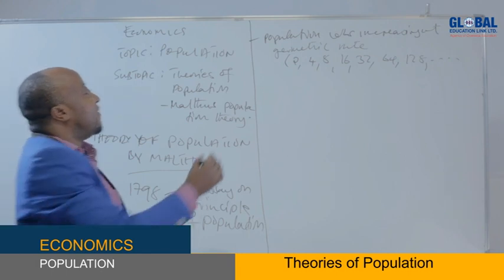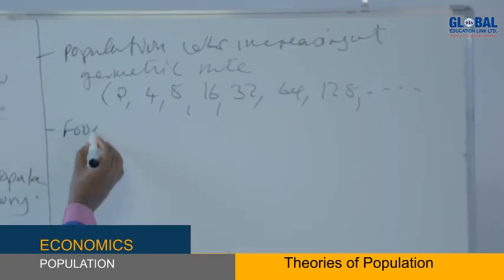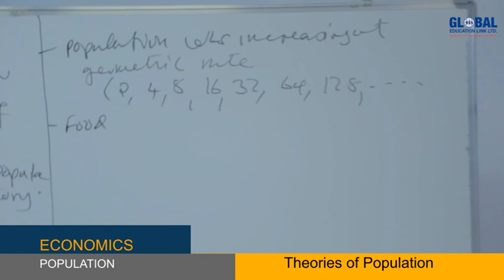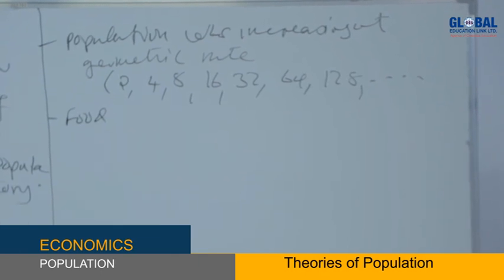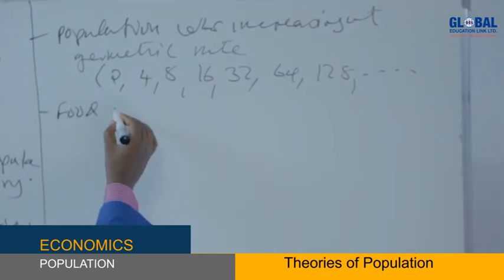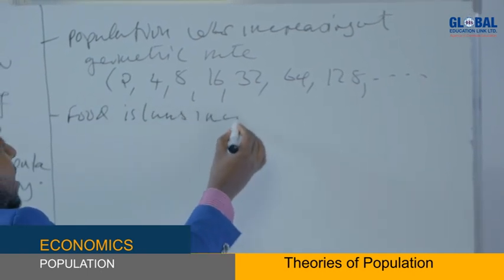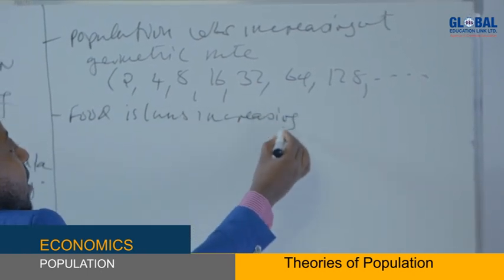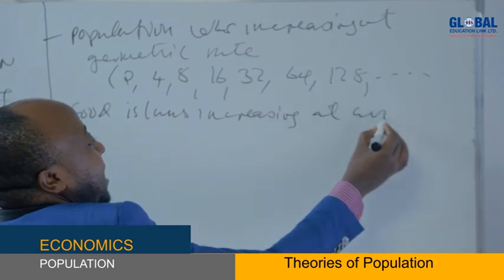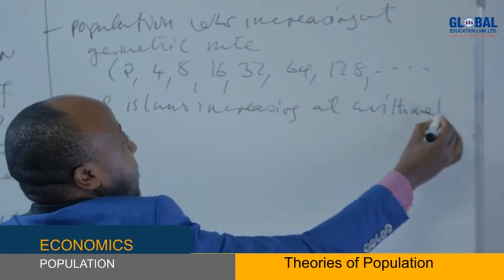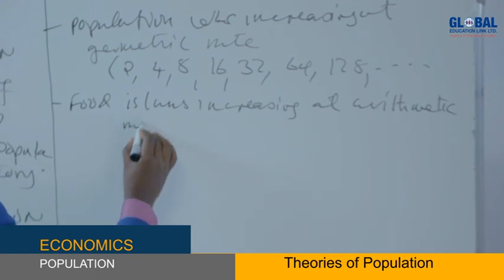Likewise, he said food production, that is the ability of the resources to produce food or essentials for human life, was increasing at an arithmetic rate.